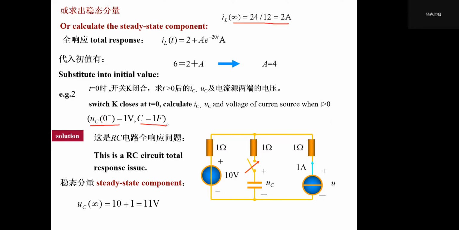You see, infinite is 10 plus 1 equals 11 volts. So once we close it for a long time, it will be an open circuit part of the valve. So it means its value equals 1 ampere running through it, and plus 10, so it's 11.